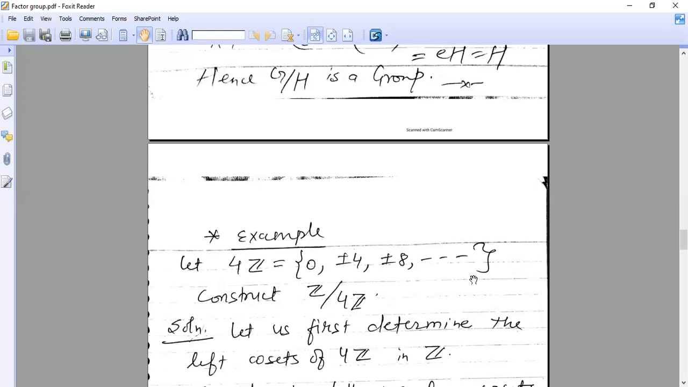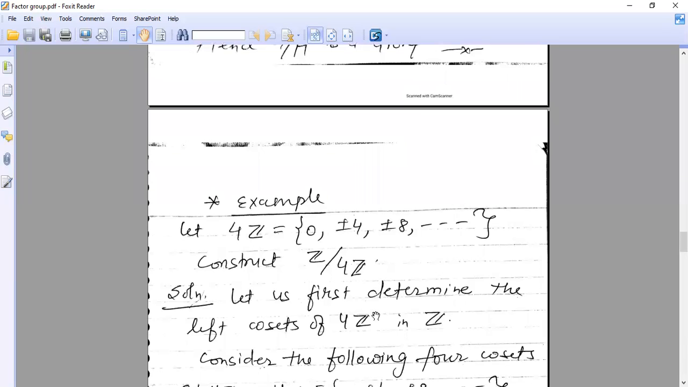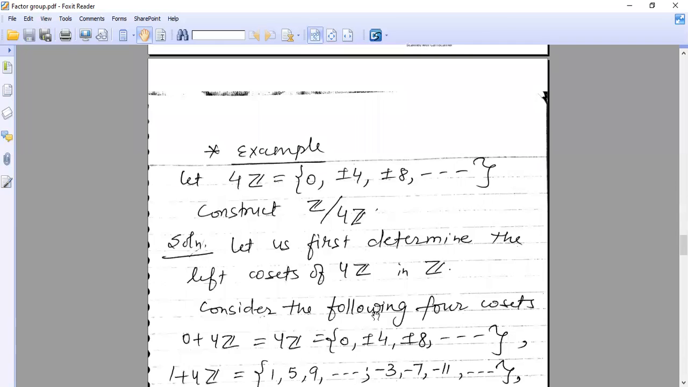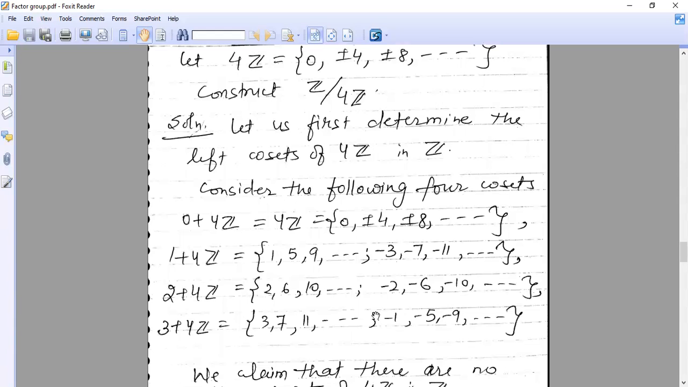Here now we have to write all the elements of Z upon 4Z. So what is your Z upon 4Z? Z upon 4Z is the collection of all the left cosets of 4Z in Z, or all the right cosets of 4Z in Z. So let us first determine the left cosets of 4Z in Z. Left coset means you are adding from the left, because Z is a group under addition. So here you will be taking addition.